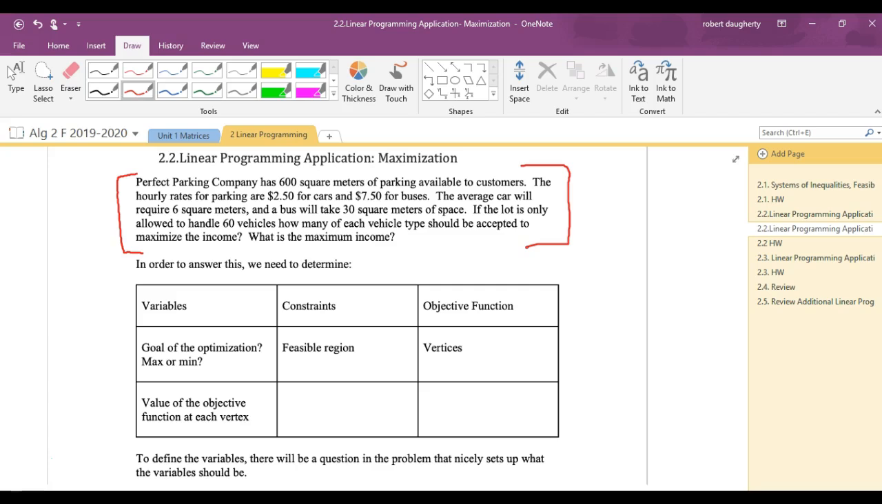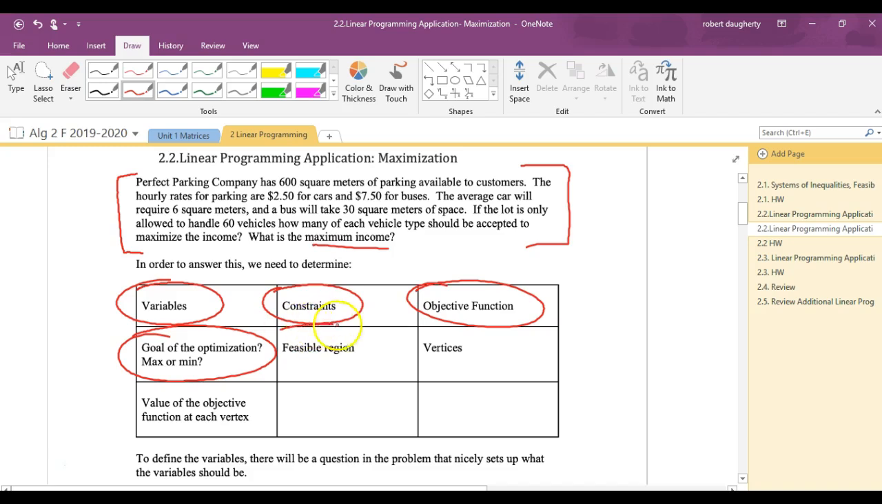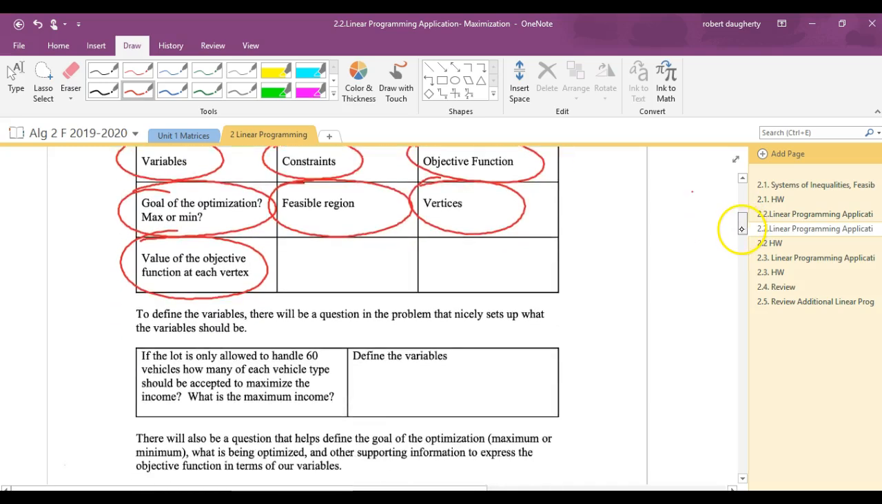So here's our process. We need variables, okay? We need constraints. We need an objective function. After the objective function, what is the goal of the optimization? Are we maximizing or minimizing? You can tell in this one we're maximizing income. Once we get all this stuff together, we will graph. We will come up with a feasible region, and that's a shaded area. It will have vertices. We will take each of those vertices, plug them in the objective function, and then answer our original word problem. So those are the steps. It sounds like a lot. You don't have to memorize the steps. These problems, if you work enough of them, will sort of come into focus.